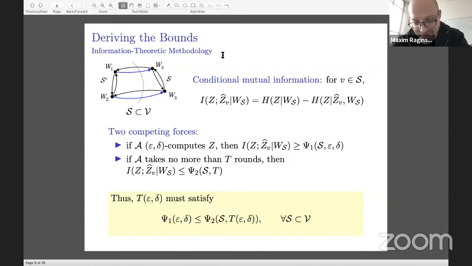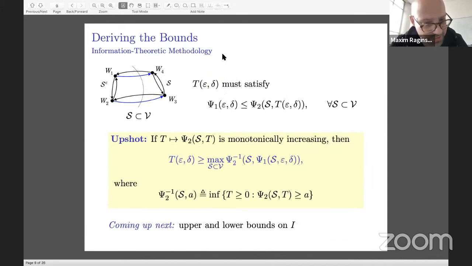I mean, that's if I were to be really hand-wavy about it. So this is our goal, and of course, what we're hoping for is that this function of time for the upper bounds is monotonically increasing, which makes sense. The more rounds you take, the more information you're allowed to push through this network.